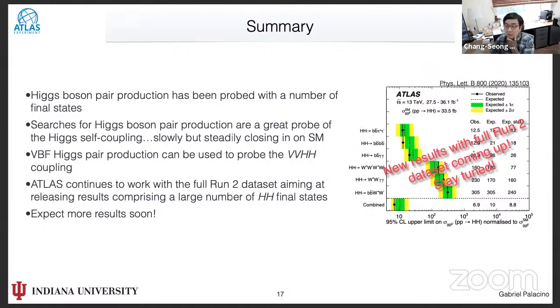So I have a question. You said you are using machine learning techniques for your analysis. Can you say a bit about the specific tools and frameworks?